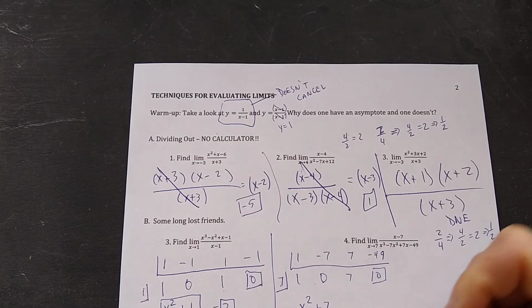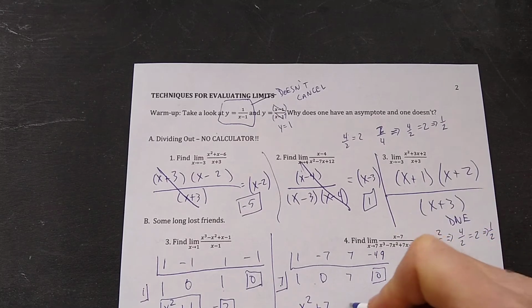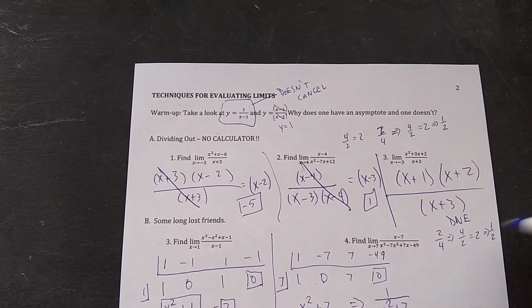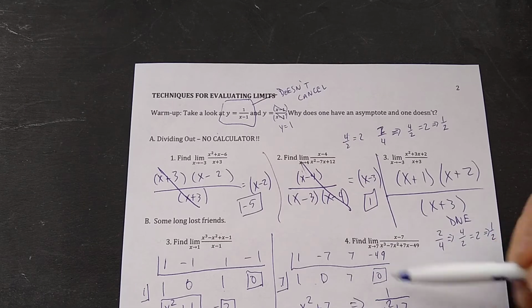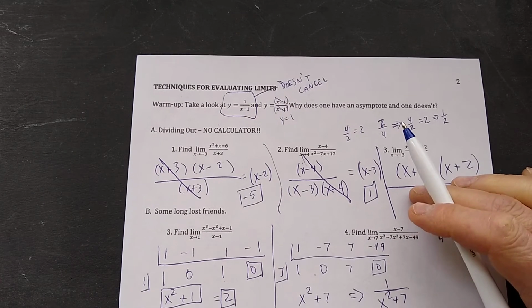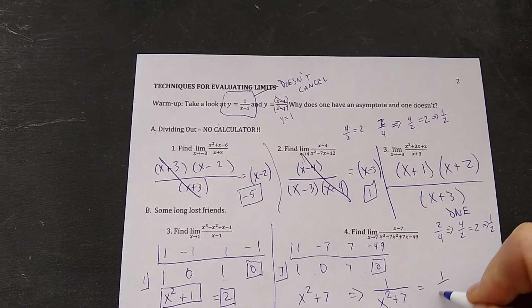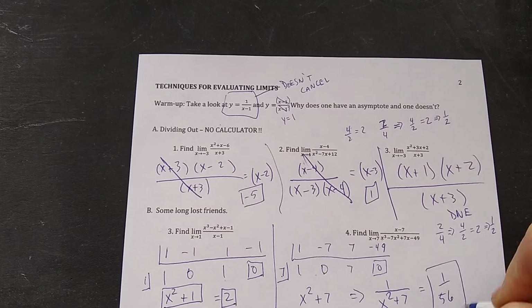Now remember, now we just have to flip it back. So it's actually going to be 1 over x squared plus 7. So we flipped it, did the division, flipped it back. Now we have something that we can plug 7 into. And what we get is 7 squared is 49 plus 7 is 56. So it's 1/56 is going to be the limit.